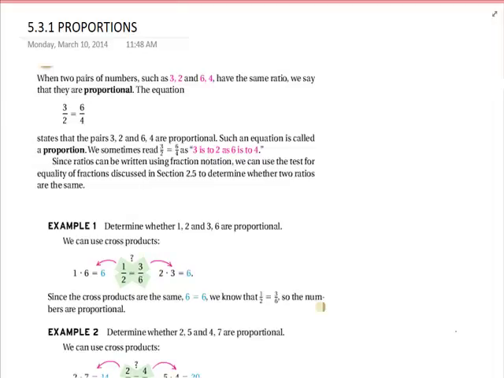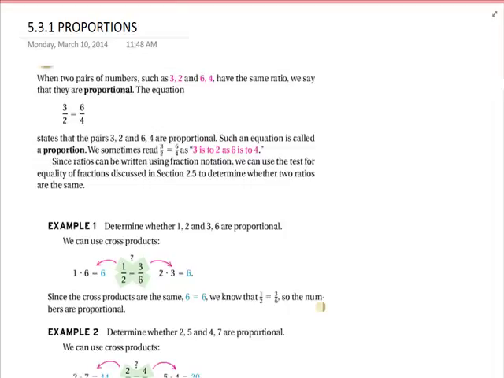In this lesson, we're going to use some ratios that we've already talked about, and we're going to go on and talk about a concept called proportion. When two pairs of numbers, such as 2 and 3 and 6 and 4, have the same ratio, we say that they are proportional. So we can write a statement that says 3 is to 2 as 6 is to 4. 3 halves is the same as 6 fourths. When we have one ratio equals one ratio, we call it a proportion.